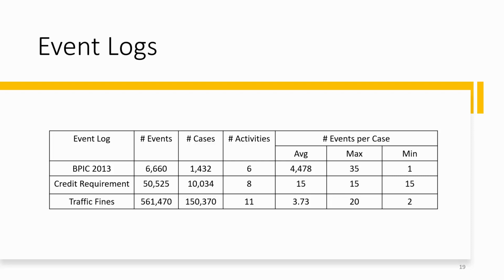We selected 3 event logs. The first one is BPIC 2013, which captures the problem management process at the IT department of a car production company. It is an example of a small event log. The second one is credit requirement, which comes from a process for background checking for the purpose of granting a credit at a Dutch bank. It is a medium-sized event log. The third one is traffic fines, which comes from a process to collect payment of fines from traffic law violations at a local police office in Italy. It is an example of a big event log.